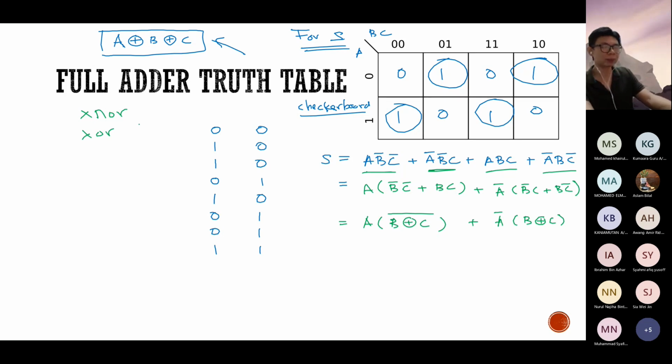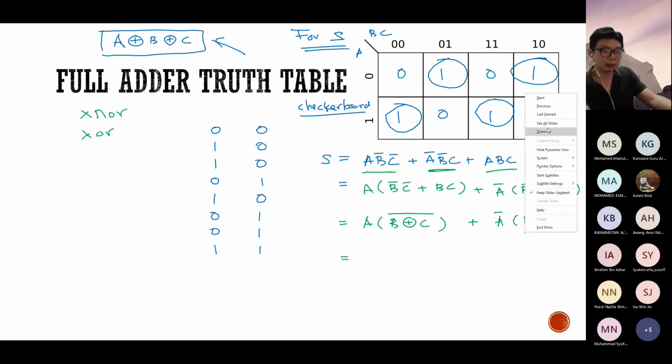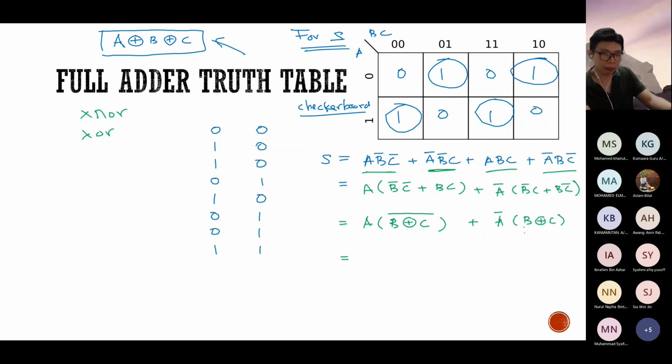Now I want you to imagine, let's simplify things a little bit more. I'm going to change the color again. Let's imagine that everything inside here we are going to simplify. Instead of writing B XOR C, I'm just going to write this as X over here. So imagine that. That is going to make our equation look like this: A, X bar, like that, because there's a bar on top.